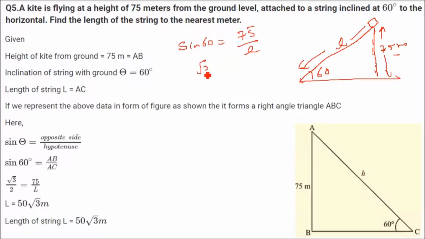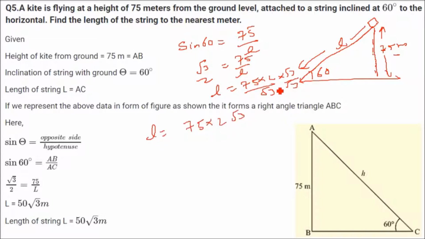Sine 60 is root 3 by 2 equal to 75 by L. What do you get? L as 75 into 2 by root 3. You can multiply by root 3 and root 3 because we don't leave the root in the denominator most of the time. So L equal to 75 into 2 root 3, and this root 3 and root 3 will become 3. So 3 into 25 is 75, and 25 into 2 is 50. So it will be 50 root 3. Length will be 50 root 3.